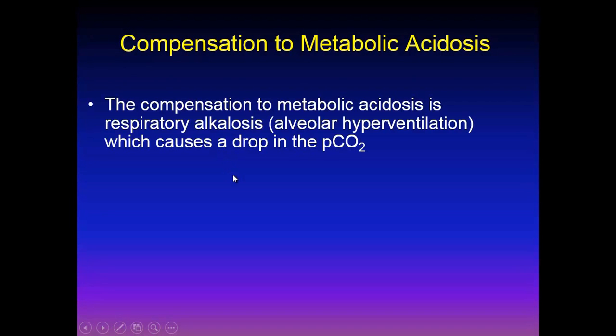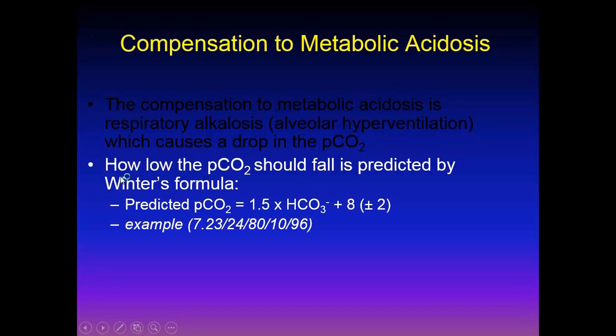How do we compensate metabolic acidosis? We compensate with a respiratory alkalosis, also known as alveolar hyperventilation, which causes a drop of PCO2. How low the PCO2 should fall is predicted by Winter's formula. What Winter's formula says is, when there's a metabolic acidosis, our predicted PCO2 should be approximately 1.5 times the bicarbonate plus 8, within 2.